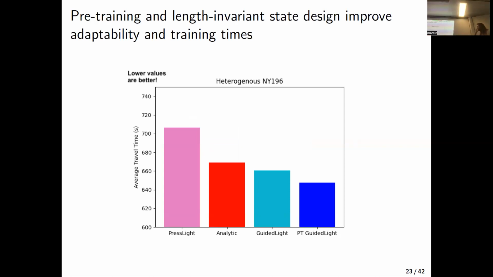Okay, and then what we see here, Presslight again does not perform so great. Analytic is better. So here we have average travel time. We're switching from throughput. These are kind of correlated, but now we want lower values, right? Lower travel times are better. People spend less time in traffic. That's good. So analytic again beats this basic machine learning approach. And then we have GuidedLight with our invariant state design, and that's better than analytic. And then we see that if we pre-train on a simpler scenario, we can actually get even better. So we see this method with the state design has quite a strong generalization ability. Being trained on a simpler scenario, we can actually extend to more complex ones.